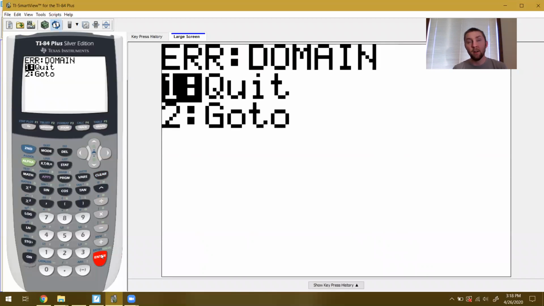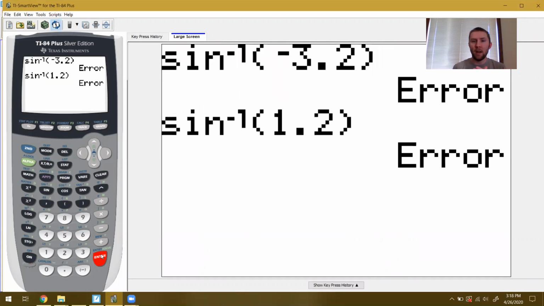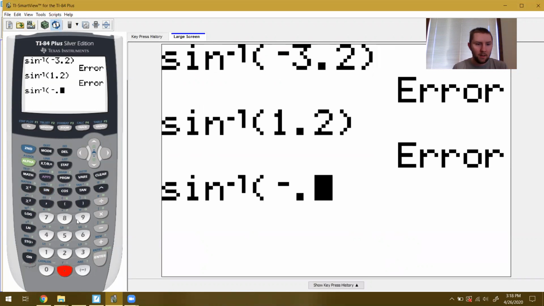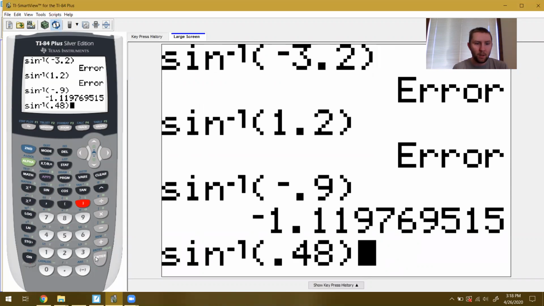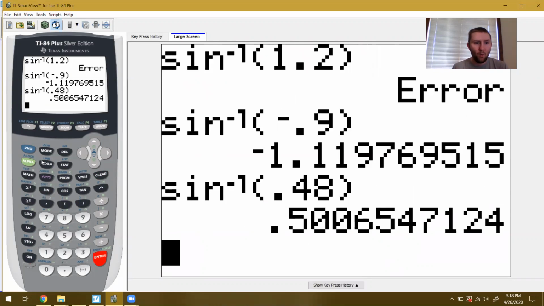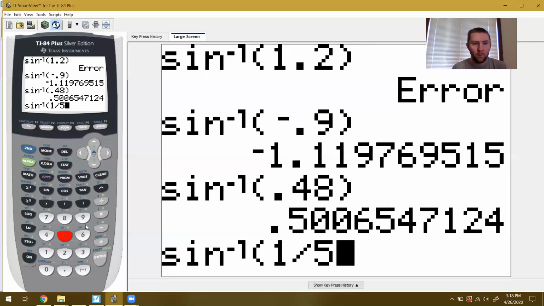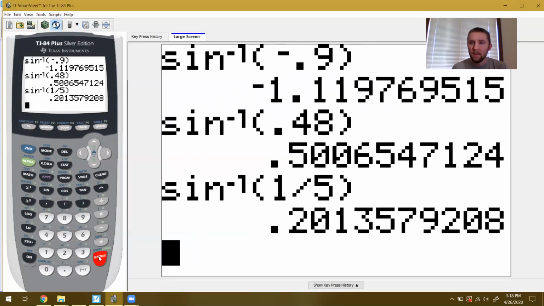I still get a domain error because these values are not between negative 1 and positive 1, right? So when I do the sine inverse, it's going to be perfectly fine if I do anything between negative 1 and 1, right? So negative 0.9 works out just fine, or positive 0.48 is going to work out just fine, right? Or say sine inverse of, I could do like 1/5. 1/5 is between negative 1 and 1, right? That's going to work out just fine.